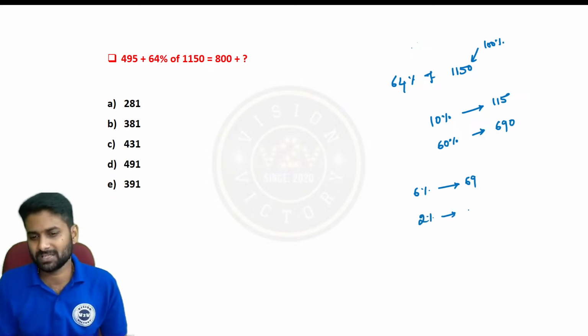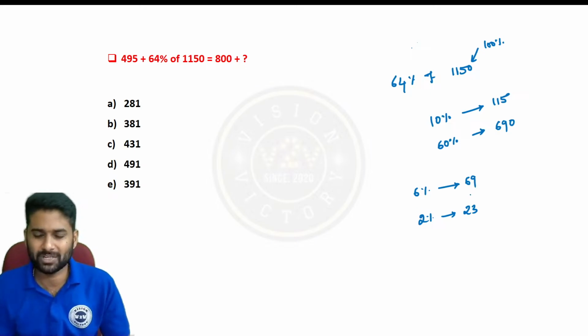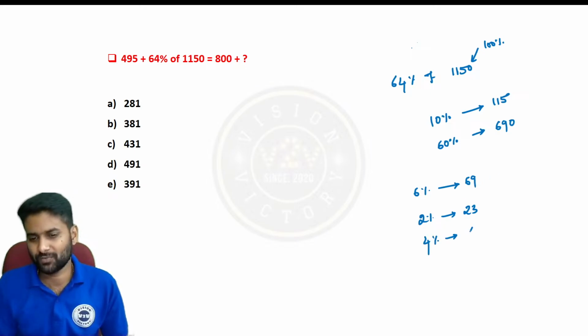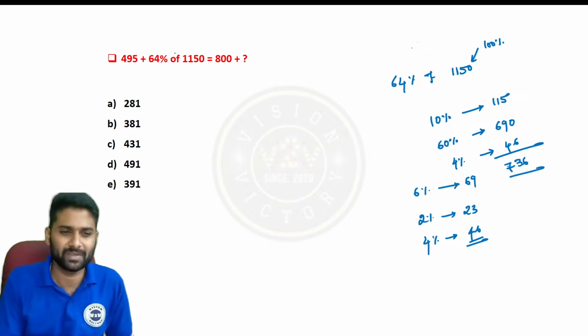Now the 2 percentage value becomes 23. Why? Because see, we multiplied it 3 times. If you multiply 23 by 3, you will get 69. Now what about 4 percentage? 4 percentage value becomes 46. Now the total value becomes 690 plus 46, so 736. You will get this value. It's a value of 736.